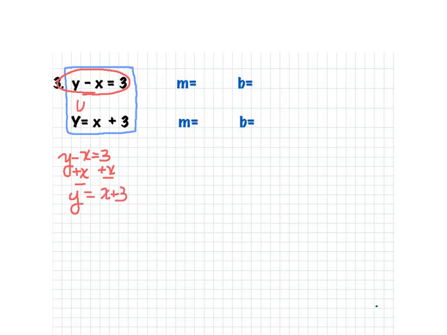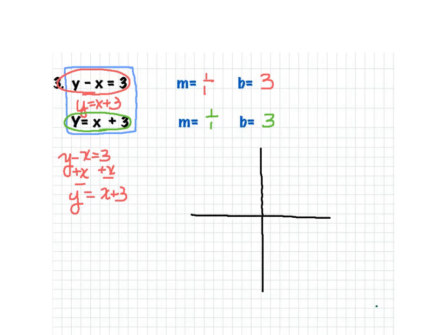So let me rewrite it. Y equals x plus 3. Notice my slope is 1/1. My y-intercept is 3. And for the second equation, my slope is 1/1. My intercept is 3. It's clear to see that these two equations are actually the same exact equation. These two equations are really, truly the same exact line.